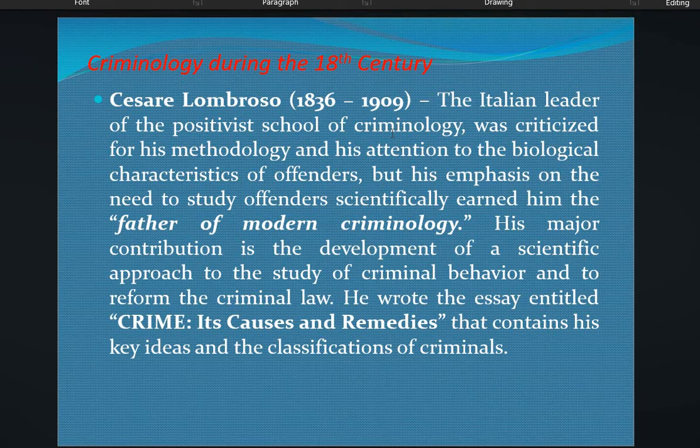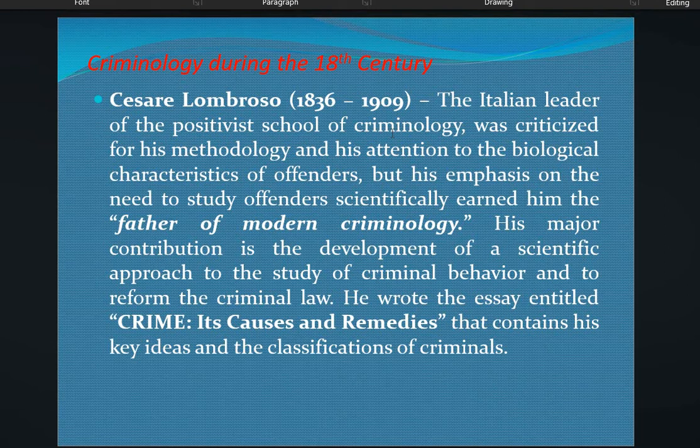So magkaiba po si Lombroso at si Beccaria. His major contribution is the development of scientific approach to the study of criminal behavior and to reform the criminal law. He wrote the essay entitled Crime, Its Causes and Remedies. So, ito naman yung title ng book na ginawa niya, wherein this is what we call classification of criminals.